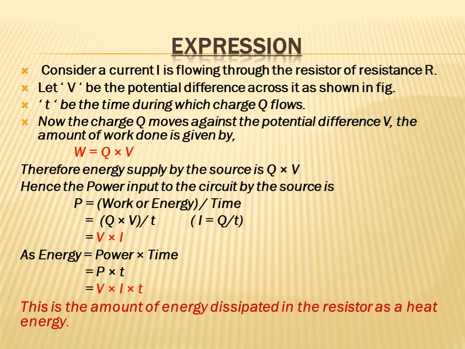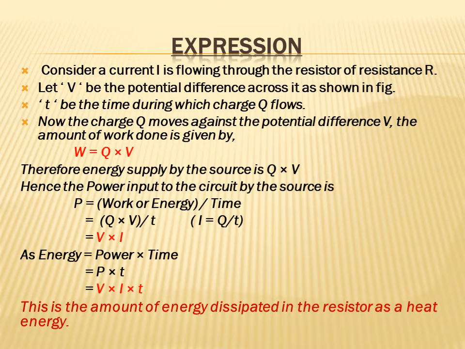We know that energy and work have the same unit and refer to the same term. Therefore, if the work is equal to Q into V, the energy supplied by the source is also Q into V. Hence the power input to the circuit by the source is work or energy divided by time, that is, Q into V divided by t.